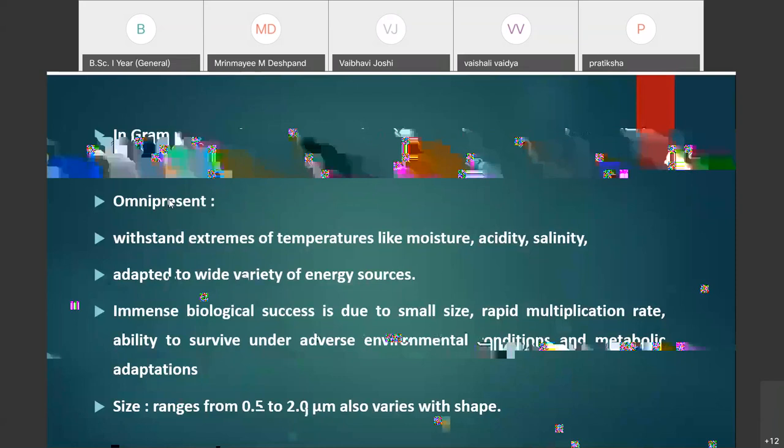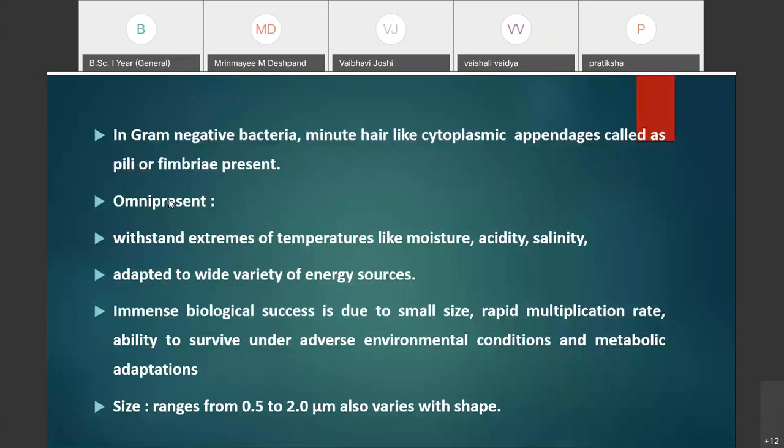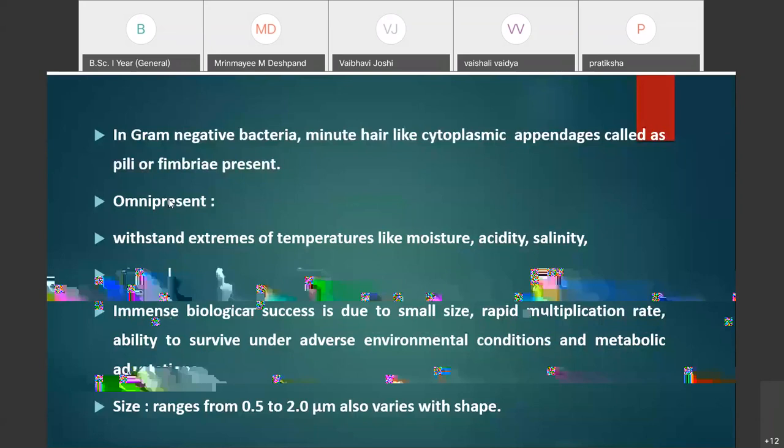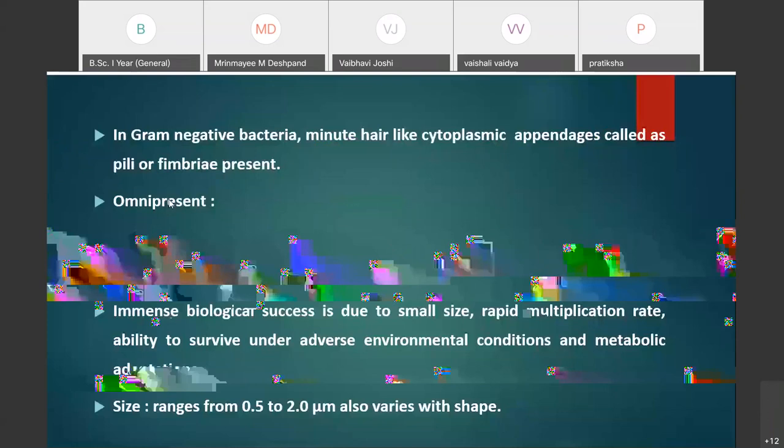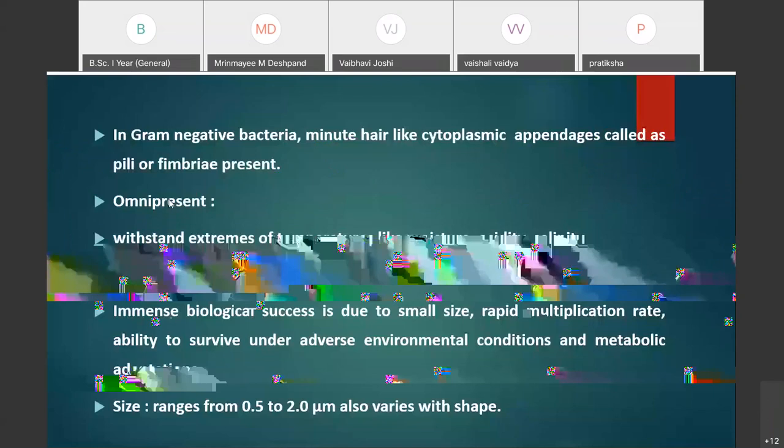While bacillus, or rod shaped bacteria, are larger than the spherical type. Bacillus is also a Greek word that means rod shaped or elongated bacteria. Generally it ranges from 0.3 to 15 micrometers in width.